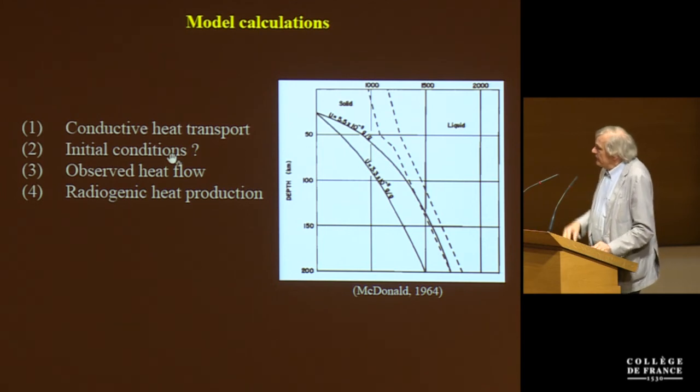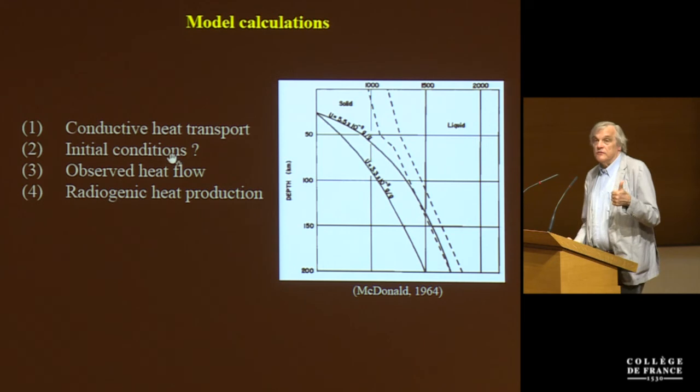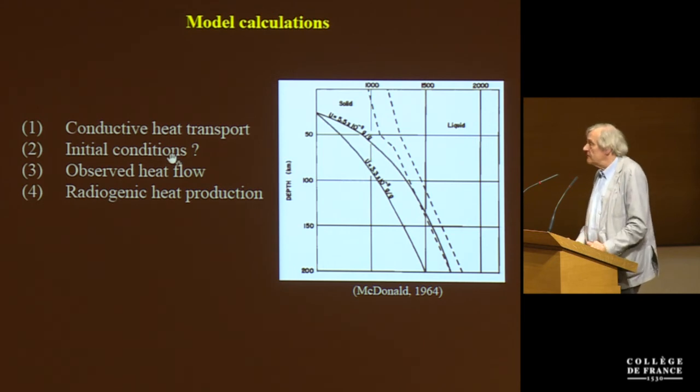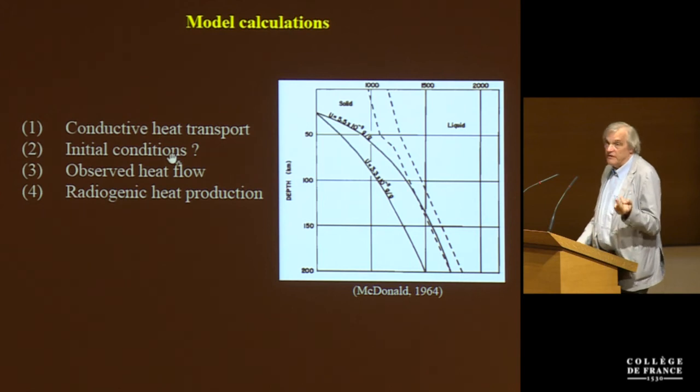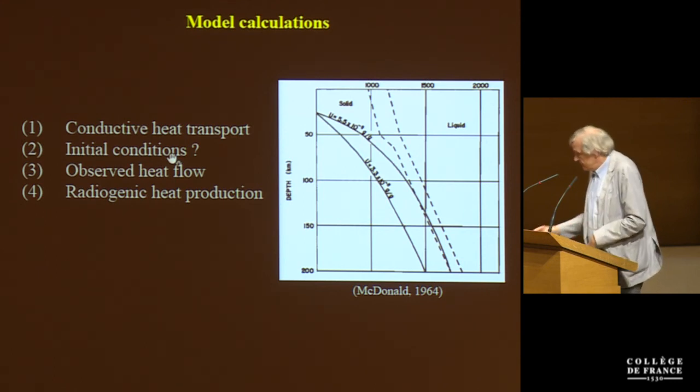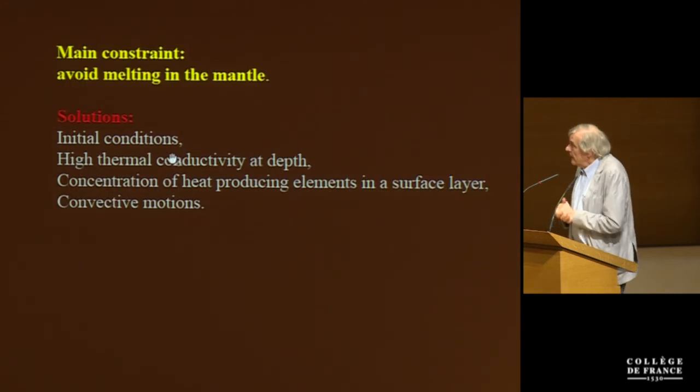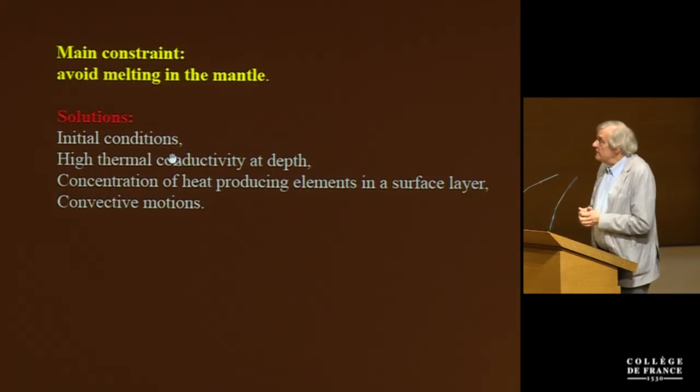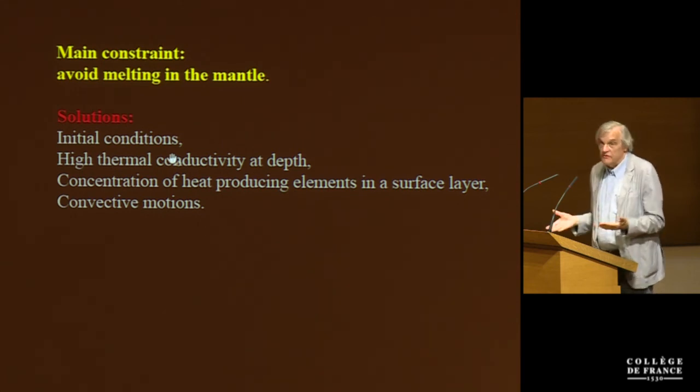So then the arguments that were made in those papers and people's studies were: is conductive transport correct? Initial conditions, what do we understand? Observed heat flow, is it correct? And there was a lot of scatter in the heat flow measurements. And what about our estimates of radiogenic heat production? And of course, to avoid the melting in the mantle, the solutions that were mostly discussed were initial conditions.